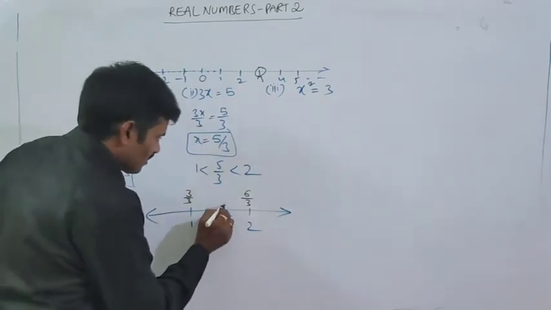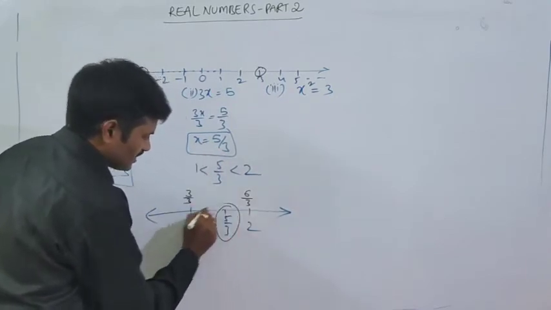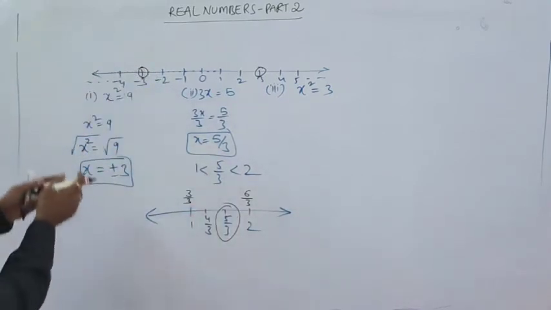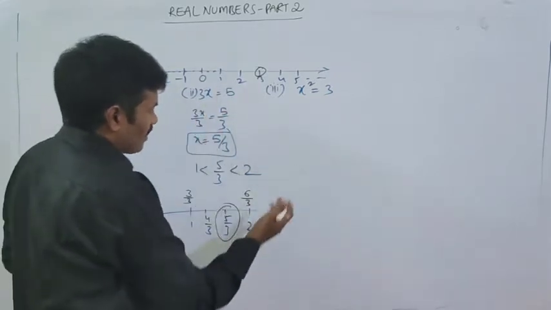Now what is our answer? What number do I have to plot on the number line? 5 by 3. Yes, this is our answer. So like this we can plot integers and rational numbers on the number line.